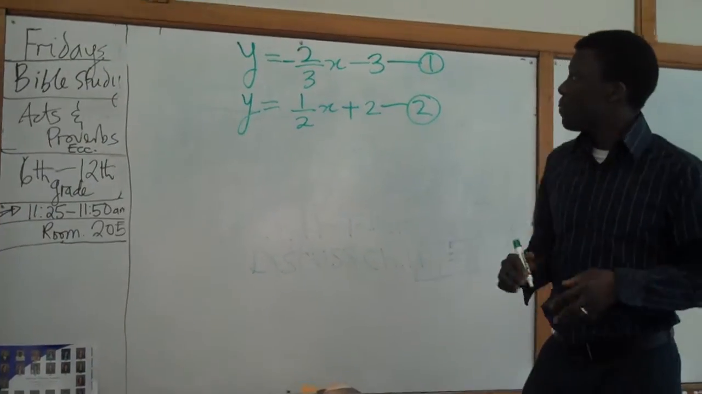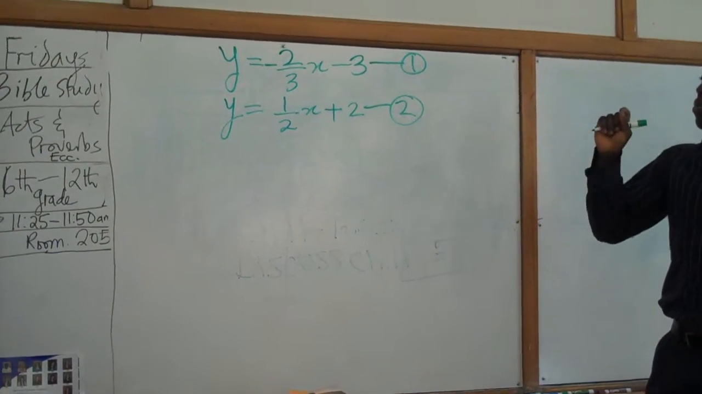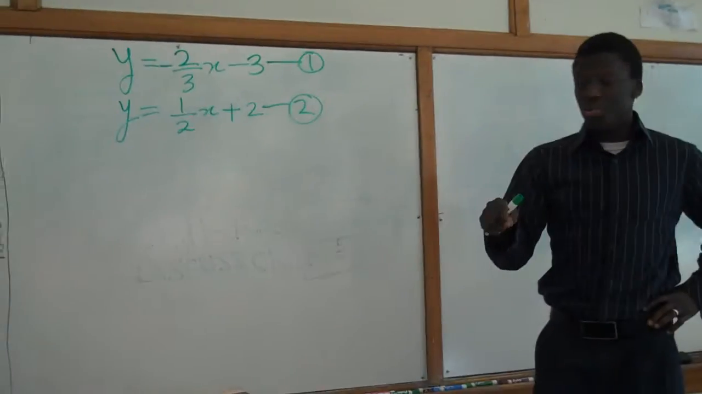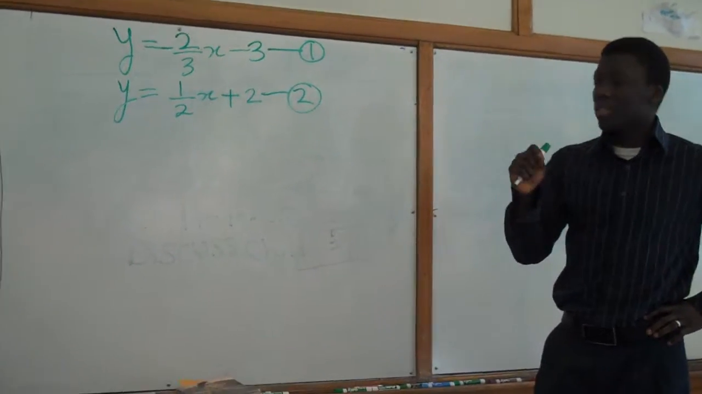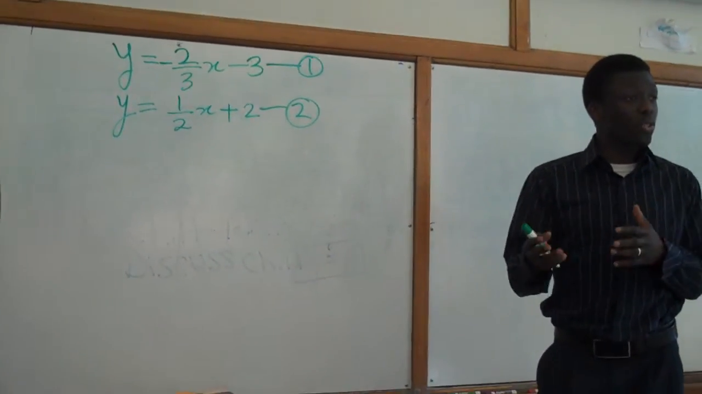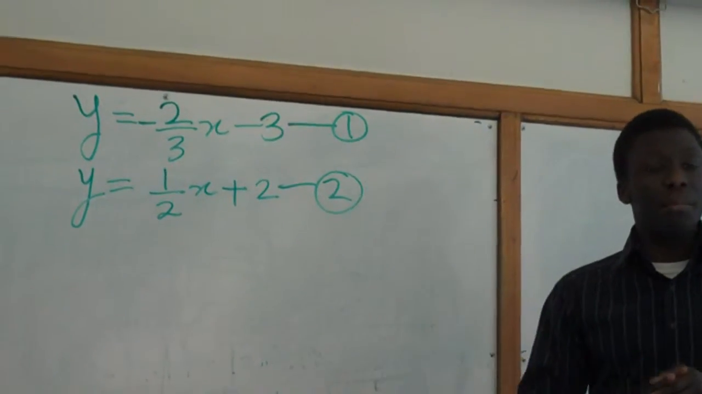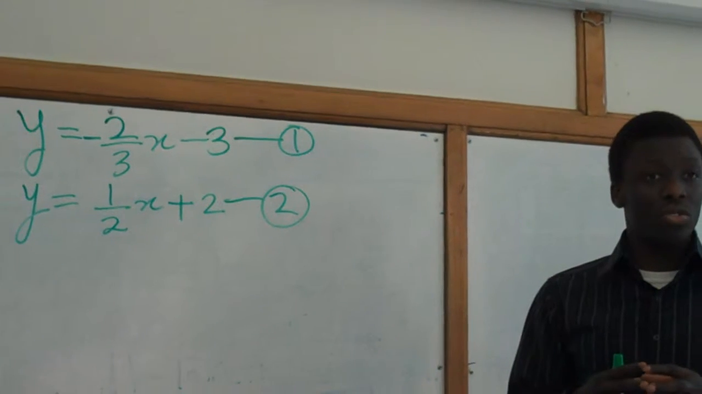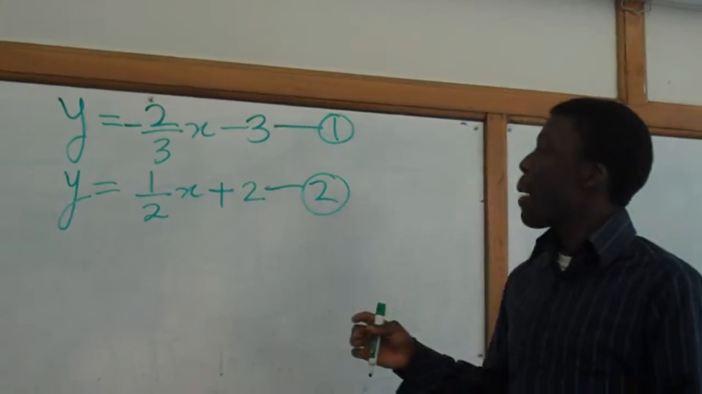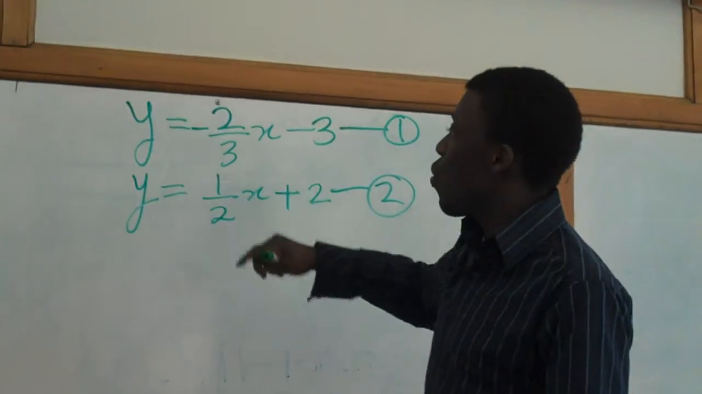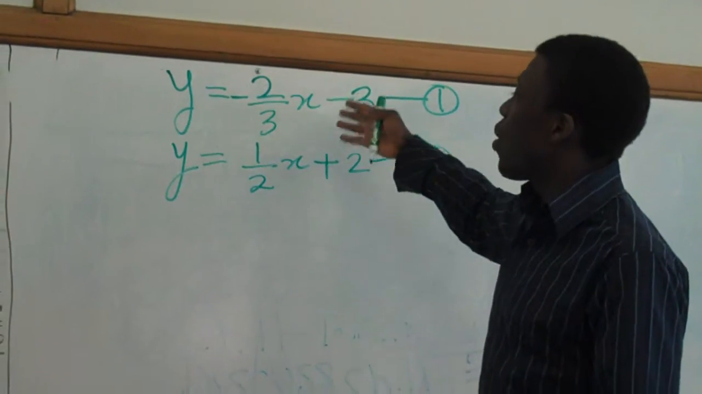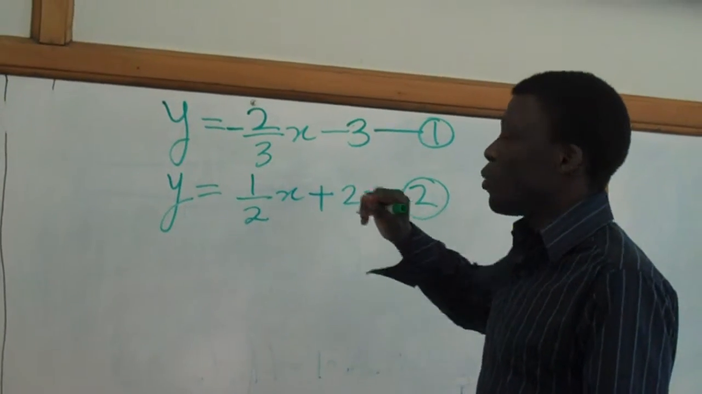We have two equations. The first one is y is equal to minus 2 over 3x minus 3. The second equation is y is equal to 1 over 2x plus 2. The first thing we want to do is pick out one of them and make it the subject of the formula. Let's take equation 1. We're going to do two methods.